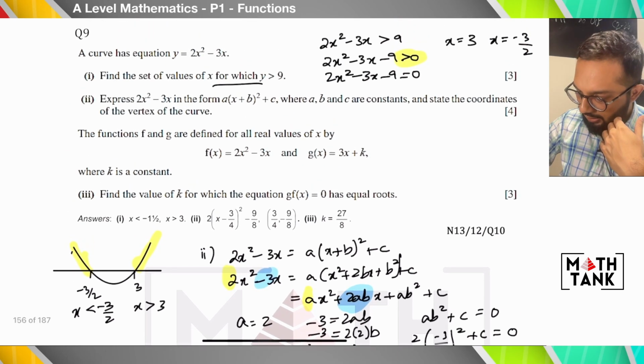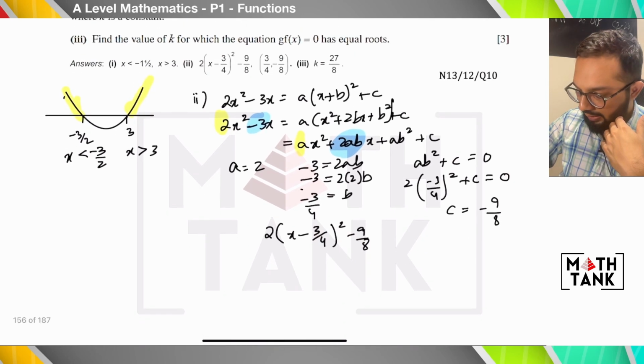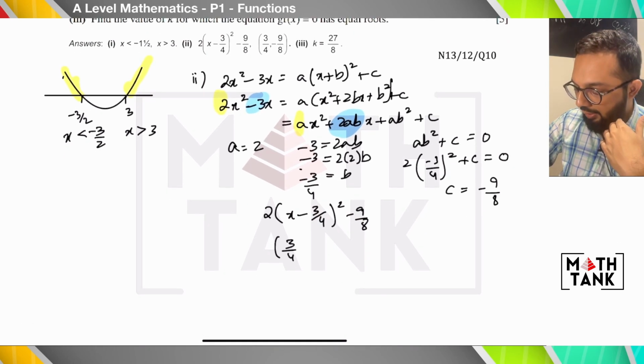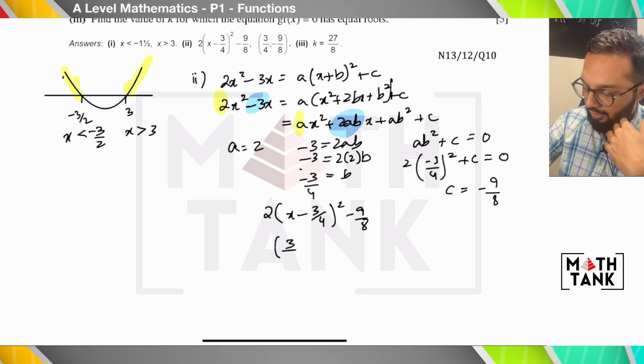Using this, I can state the coordinates of the vertex. Vertex means turning point. I think that's simple. 3 over 4 comma minus 9 over 8.